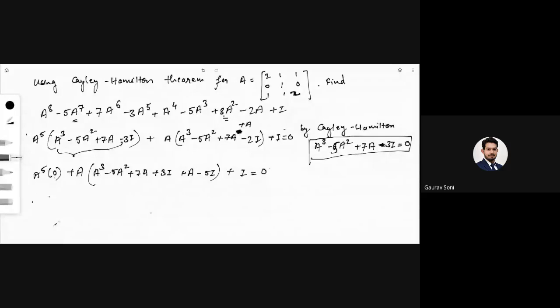Yes. So now the first term is 0. A in the bracket 0 plus A minus 5I plus I is equal to 0. Sir, it would be minus 3I in the upper equation. Yes. You have written plus 3I minus 5I, right? For minus 2I, so it will be minus 3I plus I. Already minus 2I was there, so we need to convert plus 3I to minus 3I. You have done it to plus 3I.